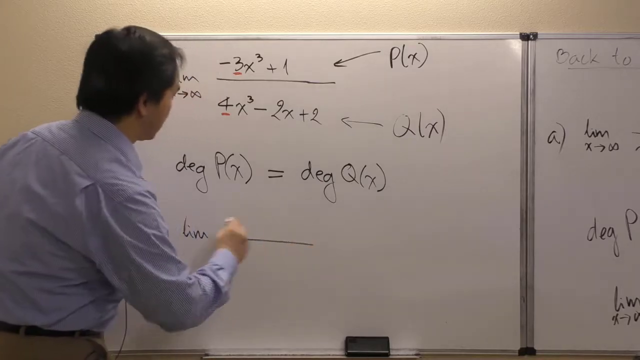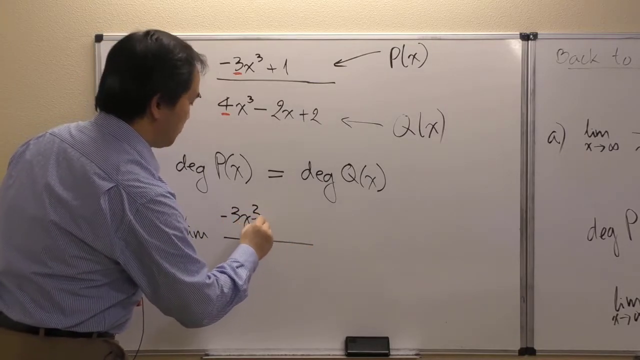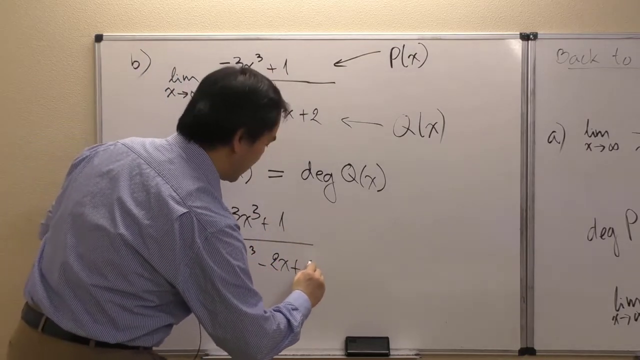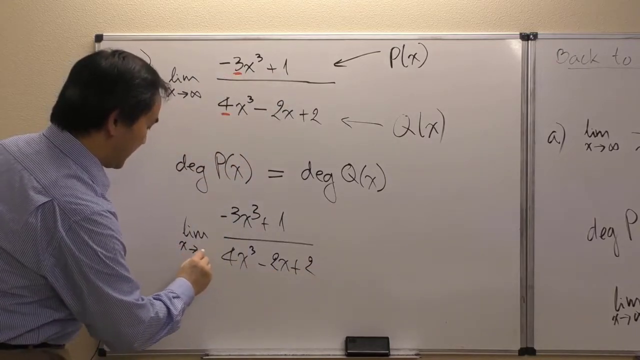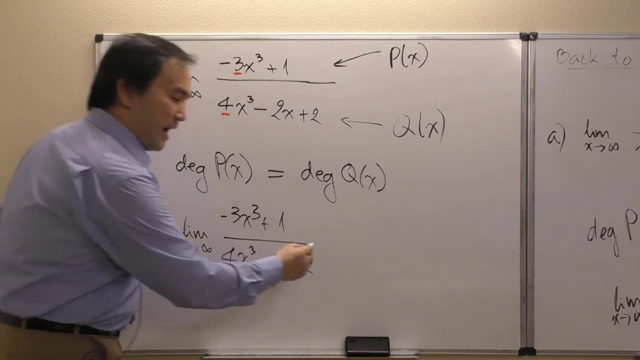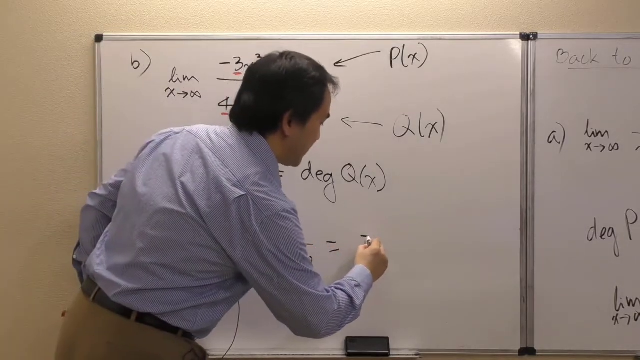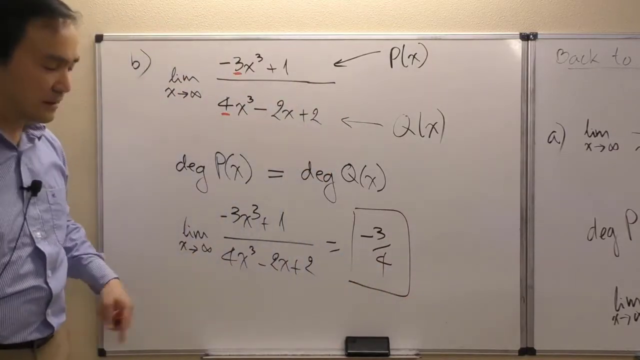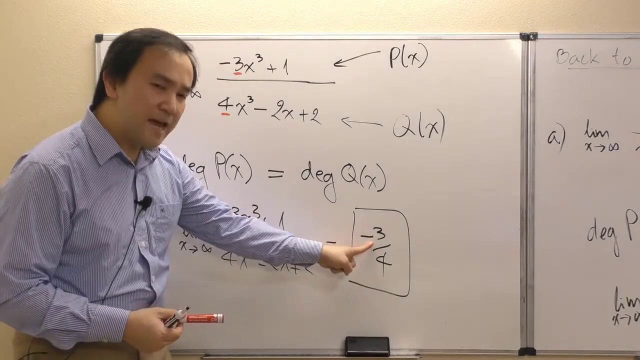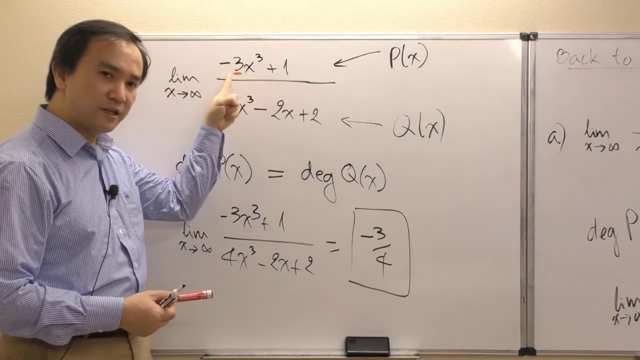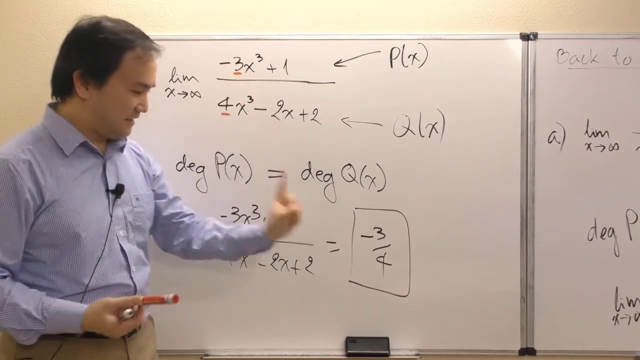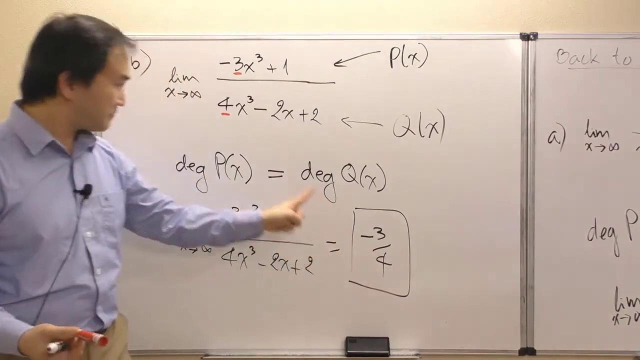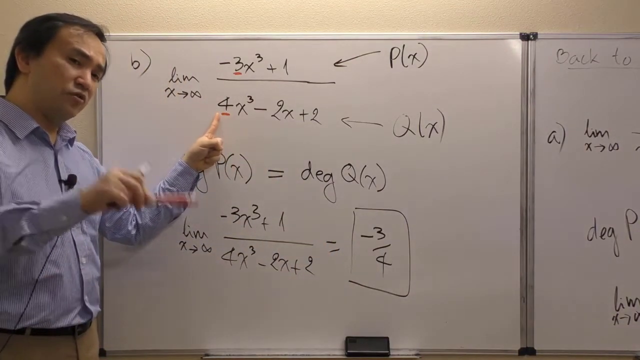That problem gave us this answer: -3x cubed plus 1 over 4x cubed minus 2x plus 2. And as we took the limit as x approaches positive infinity, our answer was a finite value, -3/4. Now have a closer observation. This -3/4, the -3 came from the -3 that I underlined here. The 4 in the denominator of our final answer back in example 3, part B, came from that leading coefficient in the denominator.